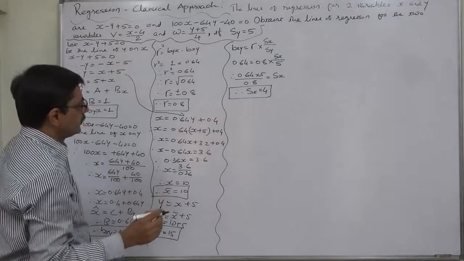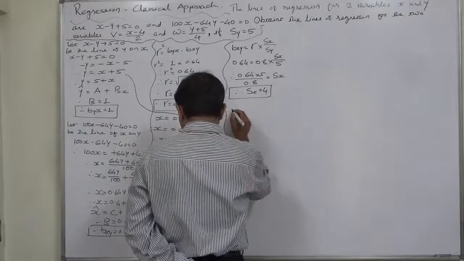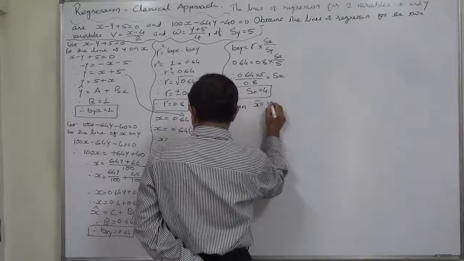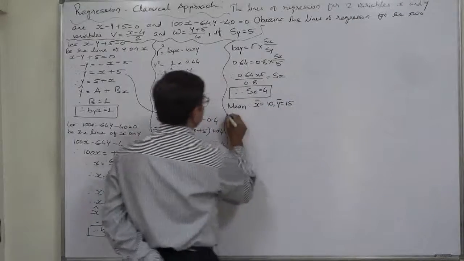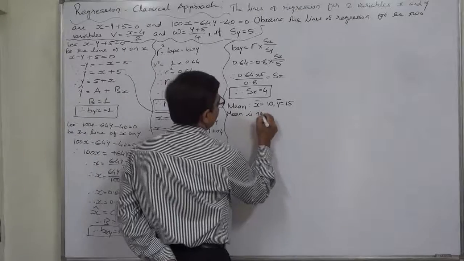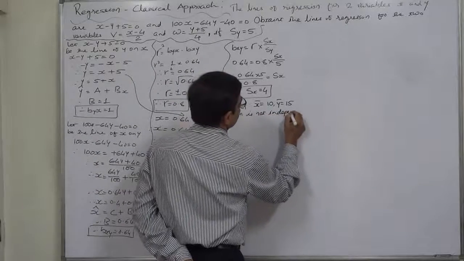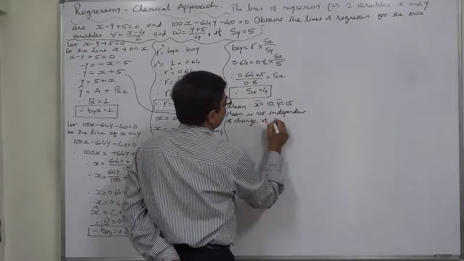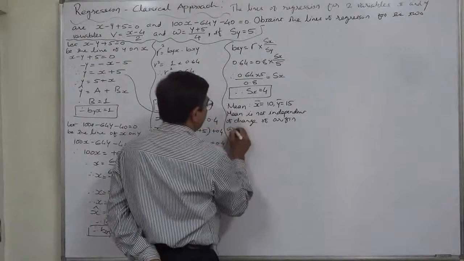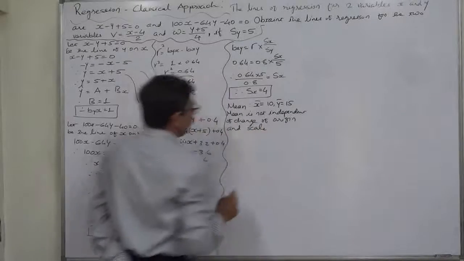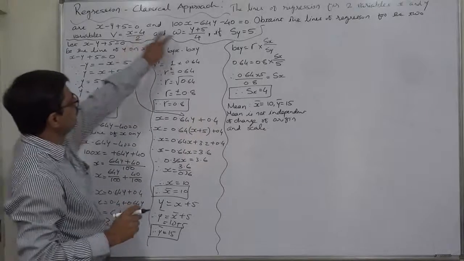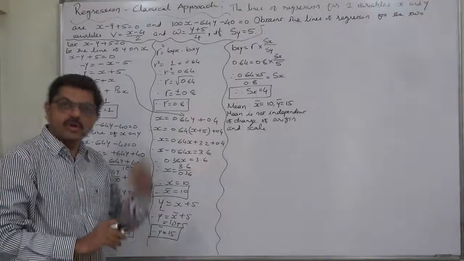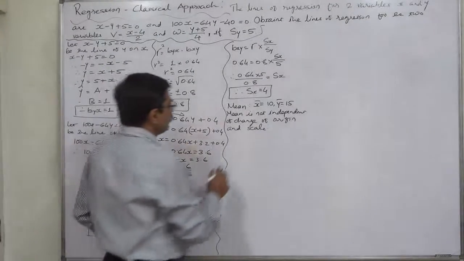Okay. First of all, let's take means. X bar equals 10, Y bar equals 15. Mean is not independent of change of origin and scale. So we have to use the whole of these formulae to calculate means, because we cannot ignore change of origin or scale at the time of finding the means of the two new variables.